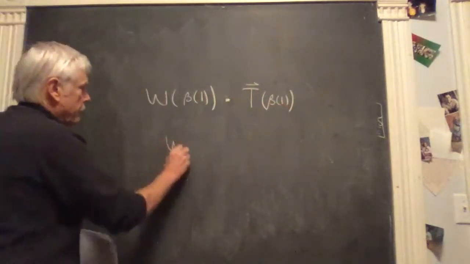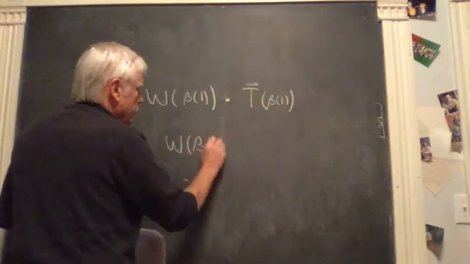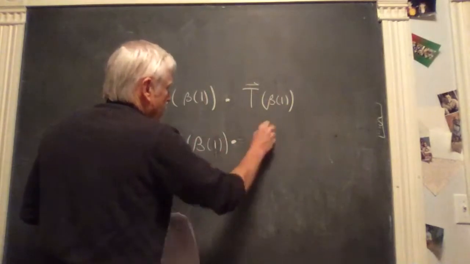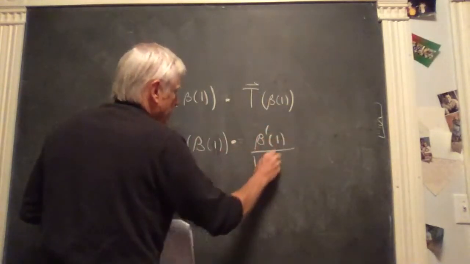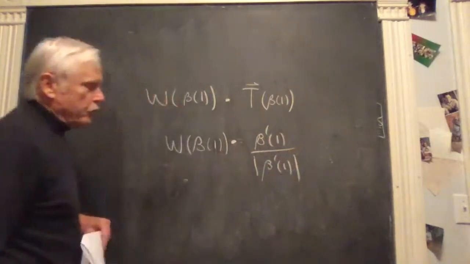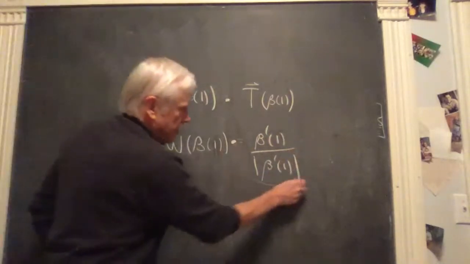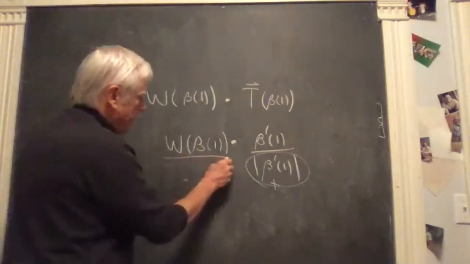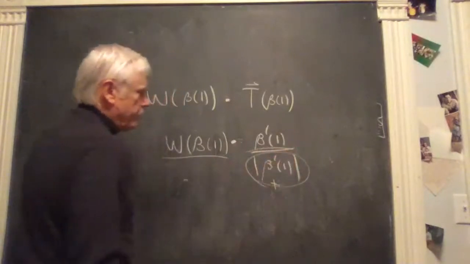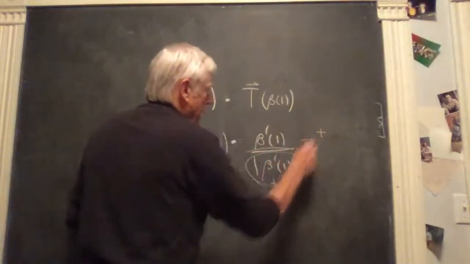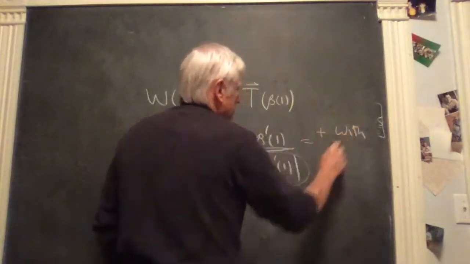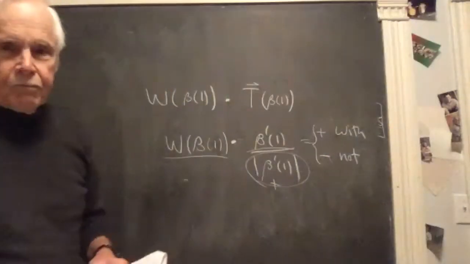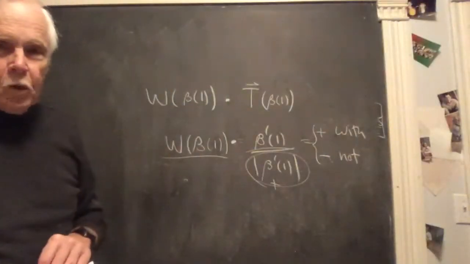And you don't actually have to use the unit tangent, because the unit tangent is beta prime of 1 divided by the length of beta prime of 1. And you're just interested in positive or negative. This denominator is always positive. So if you take W of beta of 1, take the dot product with the derivative at 1, if this is positive, it means it's with you. If it's negative, then it's against you. Questions about this?